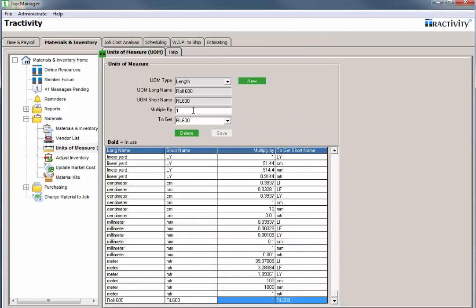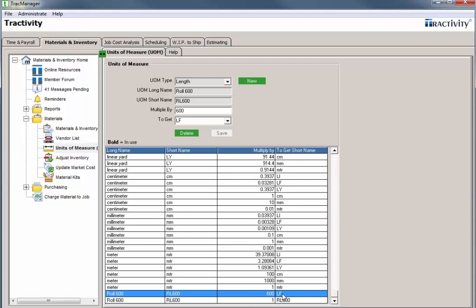Now, the way I deal with this is down here, a roll, to get itself, is multiplied by 1. So let's go by the short name. You read left to right. From roll 600, multiply by 1 to get roll 600. But if I want roll 600 and I want linear feet, I want to go from a linear foot and multiply by 600, save that. Now if I go from a roll 600, multiply by 600 to get the linear feet.